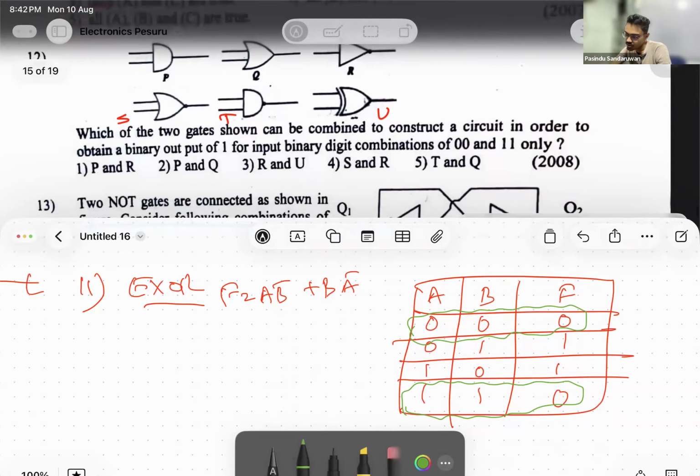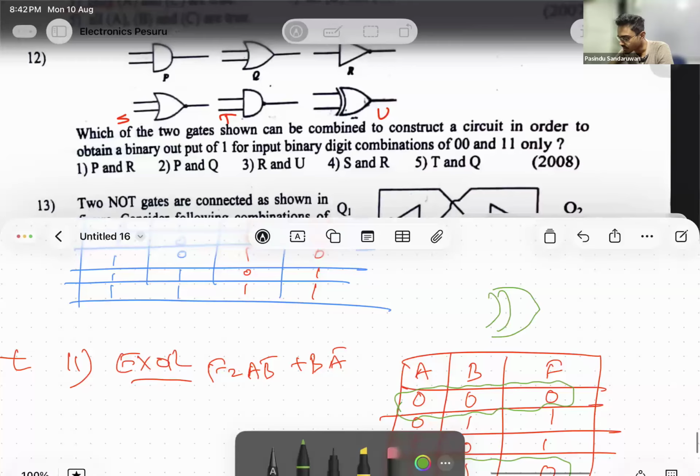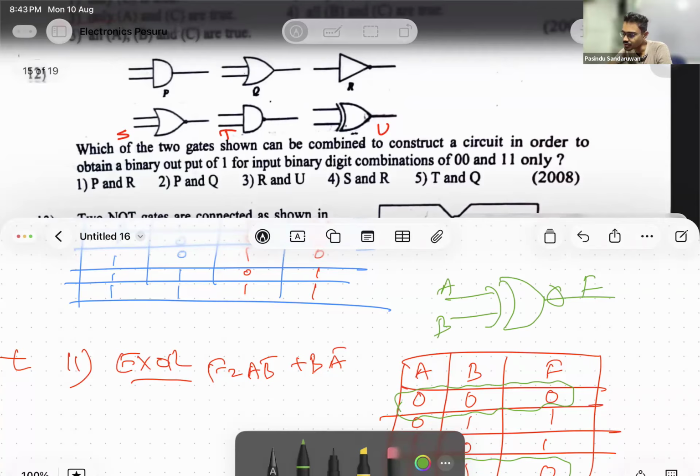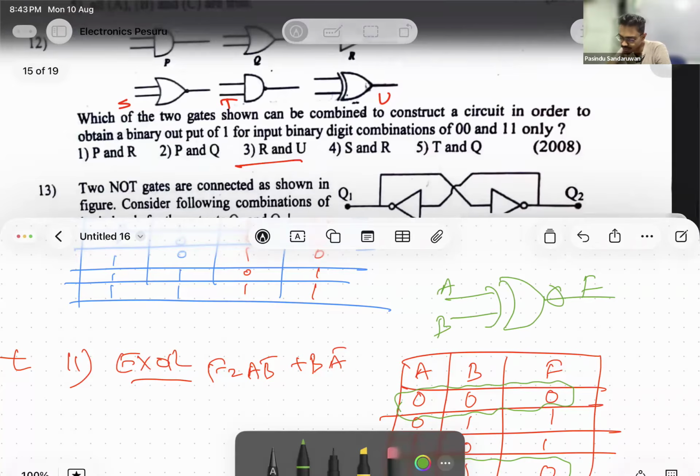Now the question is about obtaining output 1. Then if a NOT gate is connected in front of this XOR, it is done, because these zeros become 1. So the NOT gate is R and the XOR is U, then R and U. The answer is option 3.